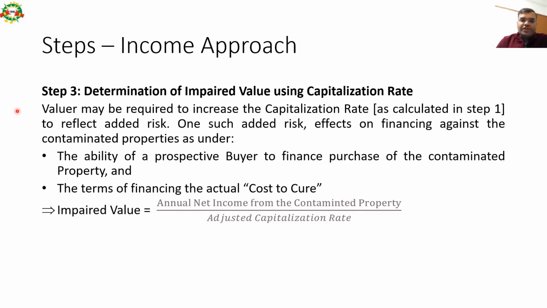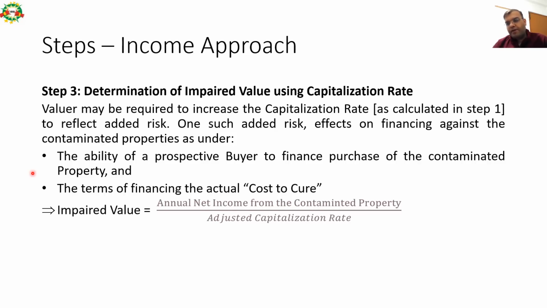Third step is determination of impaired value using the capitalization rate. The valuer may be required to increase the capitalization rate calculated in step number 1 to reflect the added risk. One such added risk affects financing against the contaminated property, such as the ability of a prospective buyer to finance purchase of the contaminated property, and the terms of financing and the actual cost of cure. So basically in step number 1 we calculated a capitalization rate, but if we consider the actual subject property for which valuation is required to be done, there might be certain extra factors which may cause an increase in yield or capitalization rate of the property. So we have to analyze that specific property a little bit.